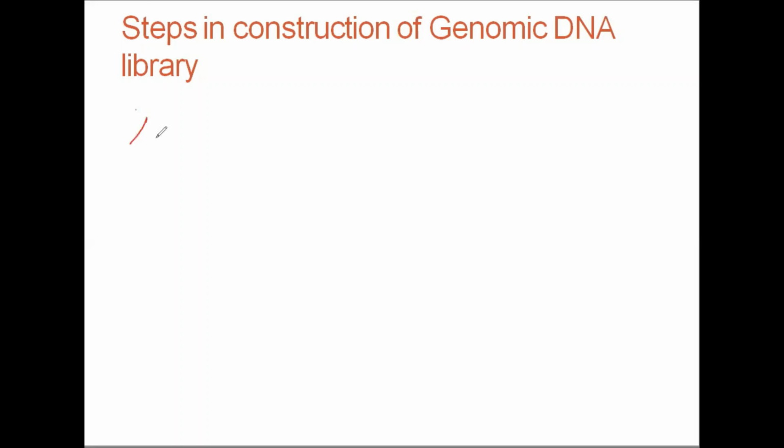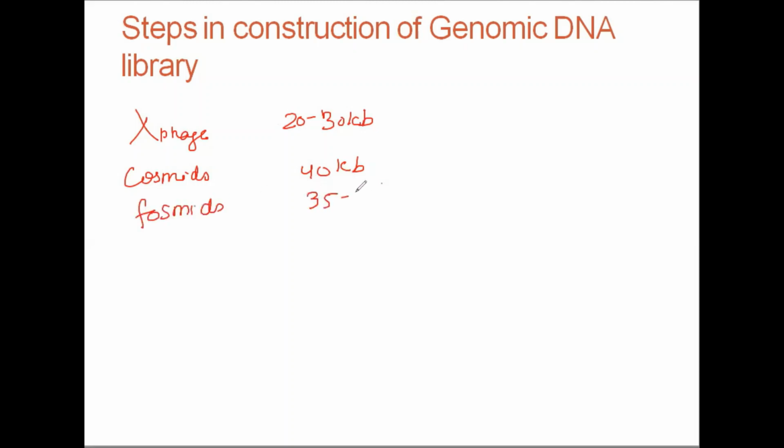So you can use a lambda phage, but the size should be nearly 20 to 30 kilo base pairs. So we usually don't use lambda phage because it's of very less size. We start with cosmids, which is up to 40 kilo base pairs, and then you can use fosmids, which is 35 to 45 kilo base pairs.